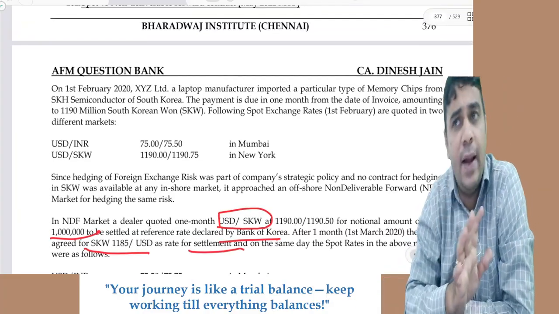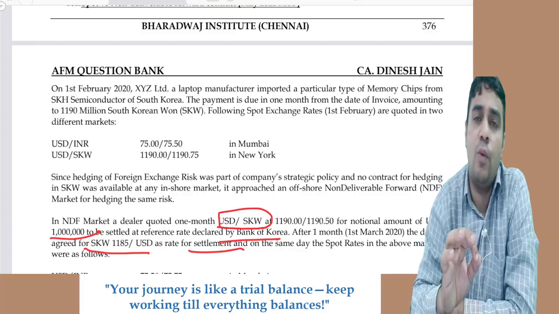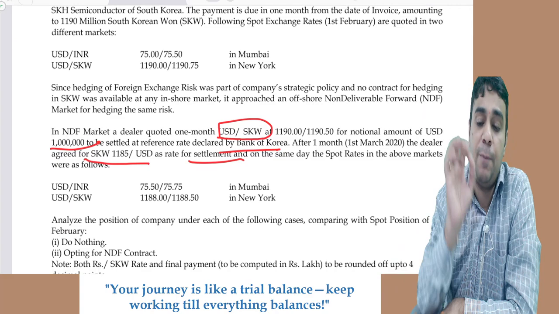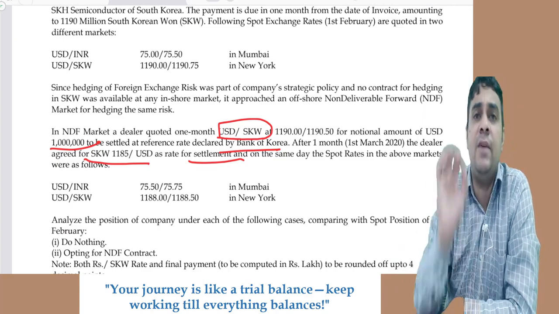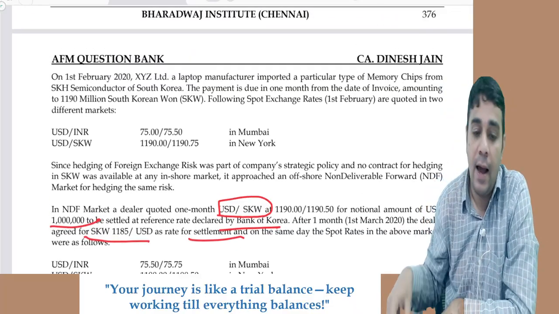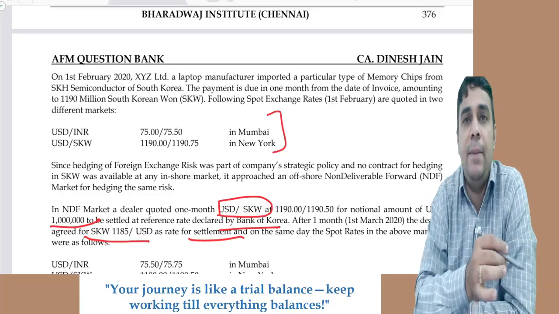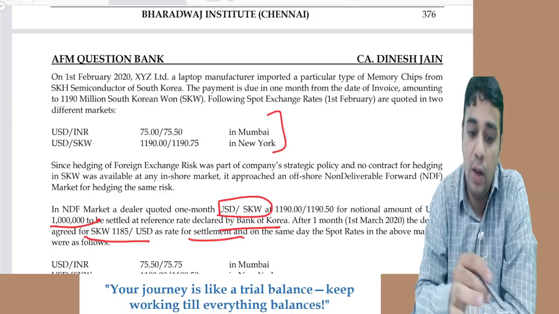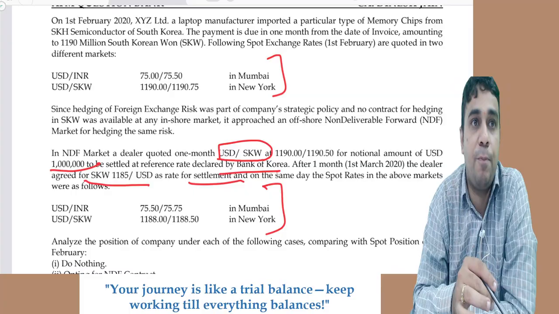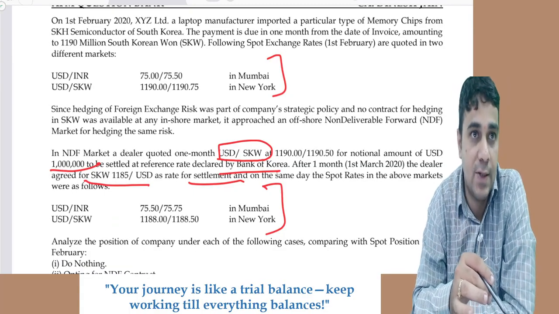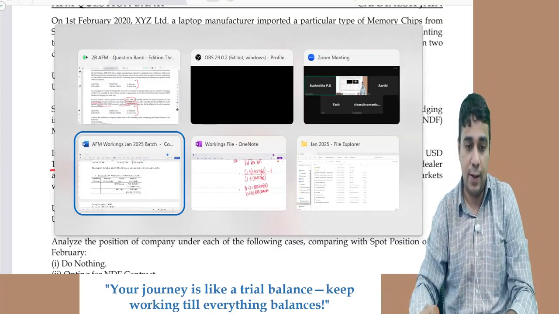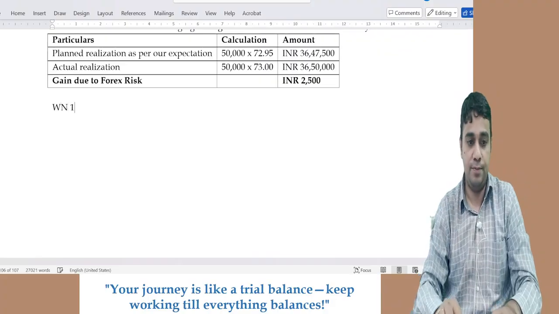First, let's get into the no hedge scenario. They are saying, comparing with the spot, analyze the position under each of the following situations, comparing with the spot position of first Feb. So I have purchased it on first Feb; assuming I made payment at this rate, what will be my outflow, and payment at this rate, what will be my outflow. The gap is called the profit or loss under the no hedge scenario. Working note 1, no hedge scenario.